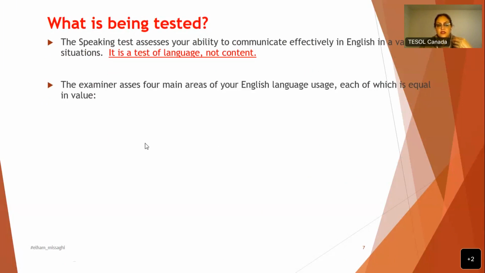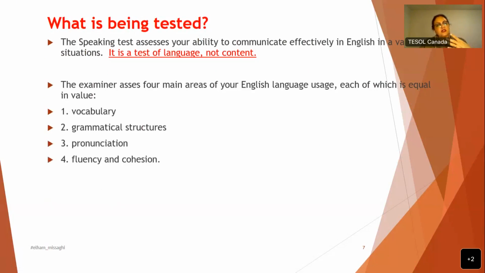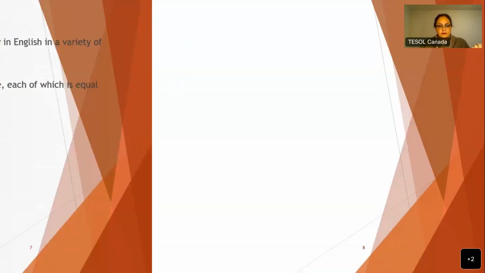The first one is vocabulary, the range of vocabulary that you use. Then grammatical structure, pronunciation, and fluency and cohesion. So each one is 25%. Okay, each item is 25%. Totally it is going to be 100%, which is your band score.